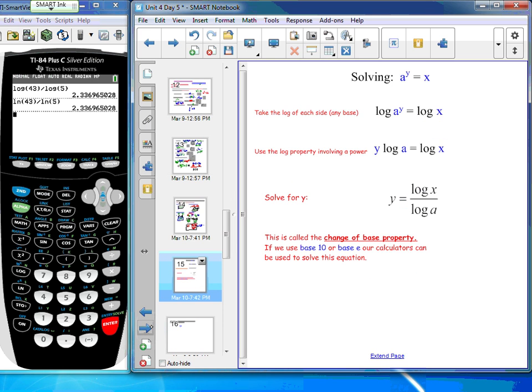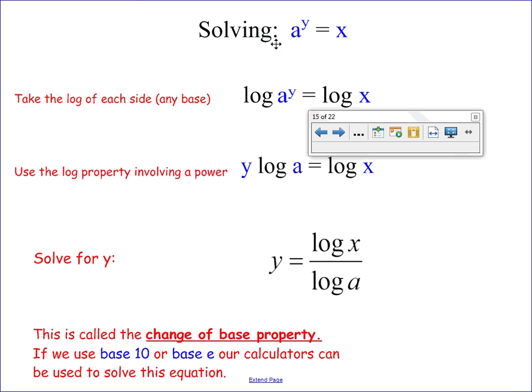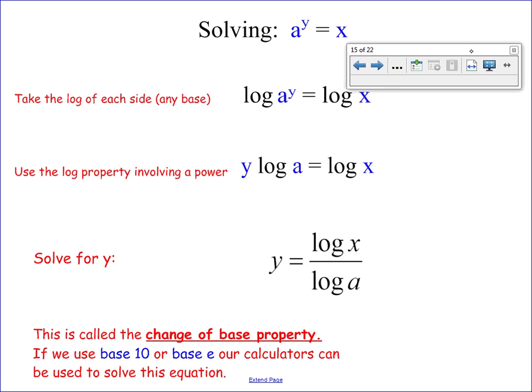All right, so let's go ahead and review our log of a power property. This is the tool that will allow us to solve exponential equations exactly and algebraically. So if I want to solve a to the y equals x for y, I'll take the log of each side. Then, in accordance with the log of a power property, I'll take that exponent and bring it down in front as a constant multiplier. y times log of a equals log of x. And now I can solve for y by division. We all know how to divide. We'll divide both sides by log of a, and that's what's going to get y alone.